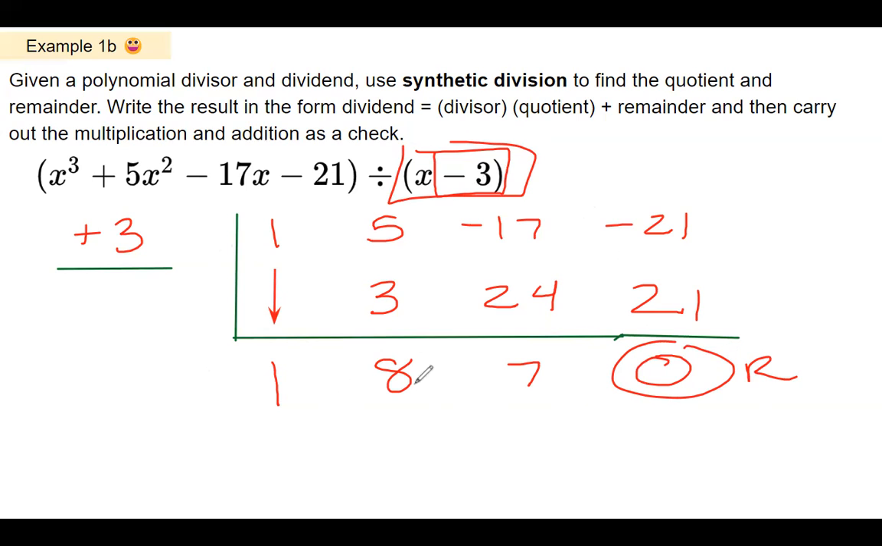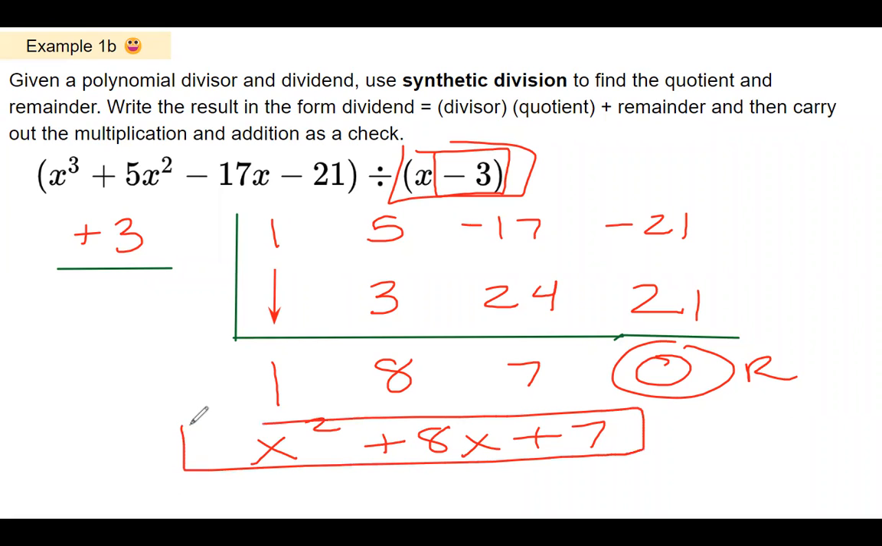A ver, Julio. X squared plus 8x plus beautiful 7. Raise your hand if you were able to get that. Let's go, guys. Let's go. Remainder is 0, and therefore we have x squared plus 8x plus 7.